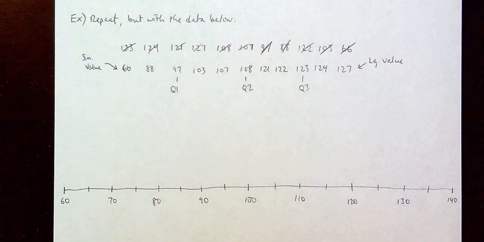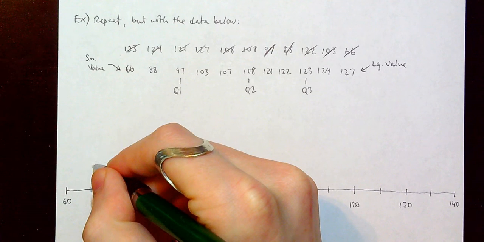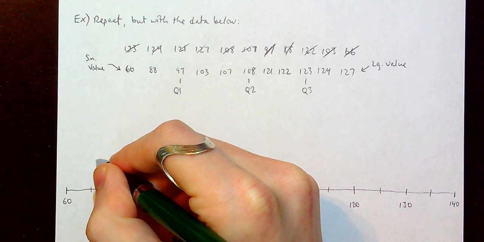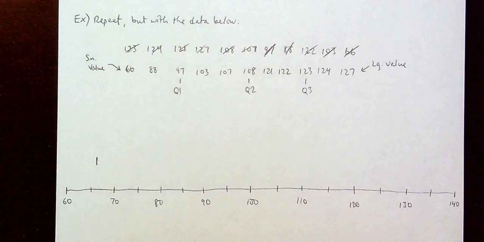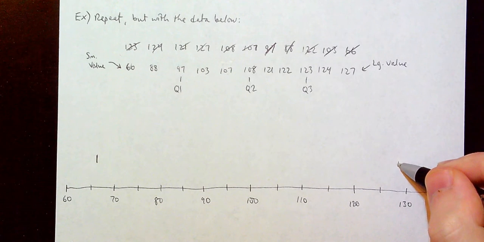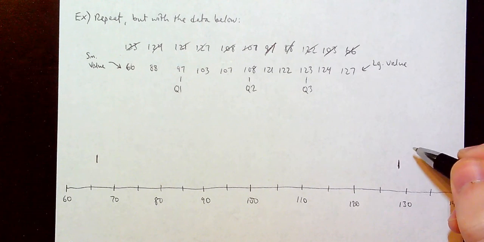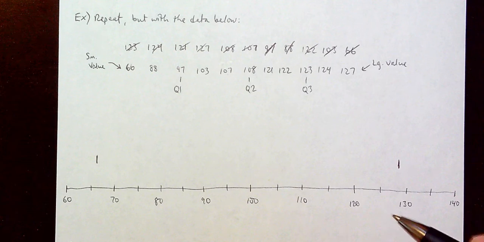But let's plot our smallest and our largest values. Smallest value of 66. Again, I'm just going to estimate that it's about there. 127. This is 125 here, so going a little bit more. Say something like that. My second quartile, my median of 108.